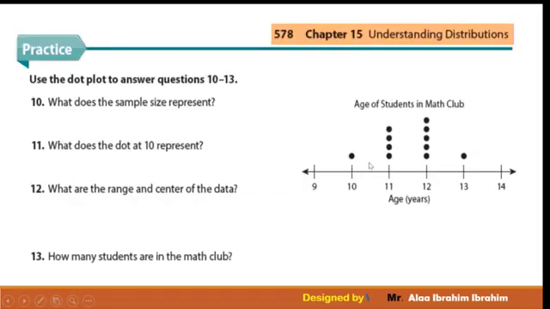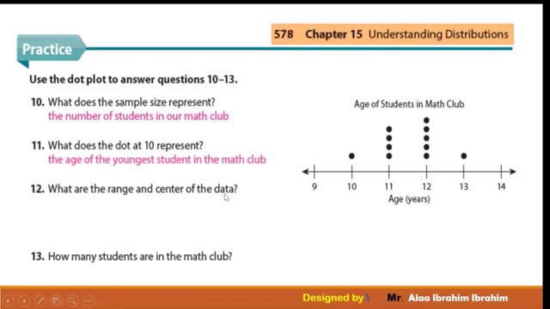This is clear now. Now we're dealing with a dot plot. Now, what does the symbol size represent? So this represents the number of students in our math club. What does the dot at 10 represent? So 10 represents the age of the youngest student, because, sorry, it's the smallest number here. The smallest number here is the youngest student, but here is the older or bigger student. So the 10 means the smallest number, meaning the youngest.